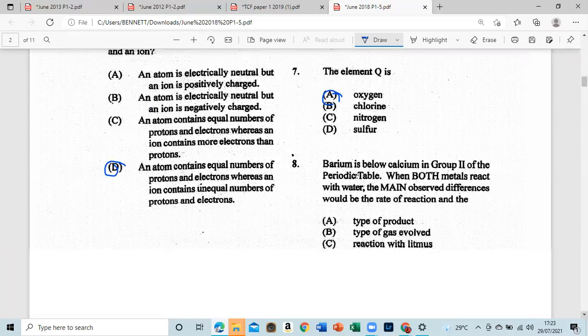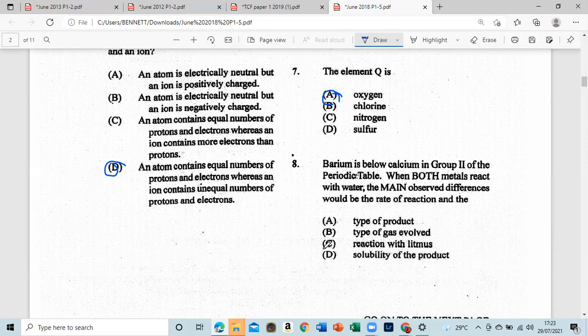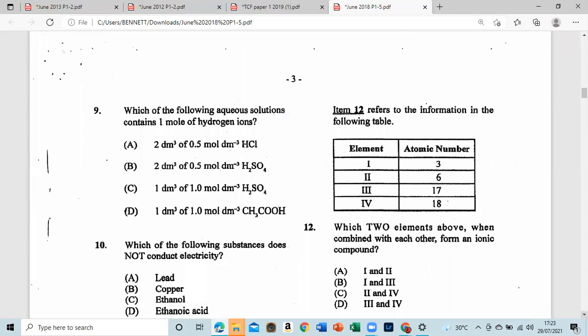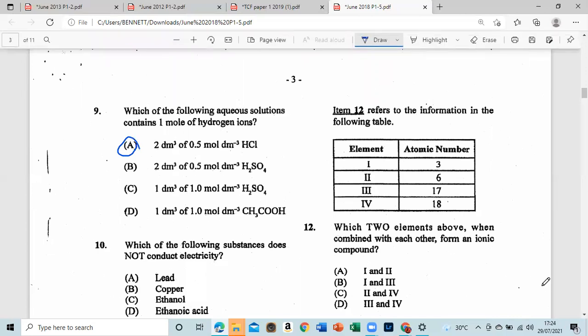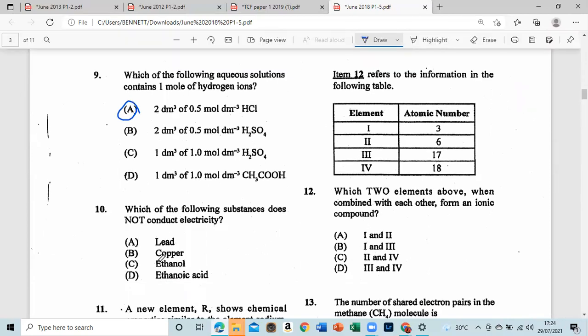Alright. Going on fine. Number eight, barium is below calcium in group 2 of the periodic table. When both metals react with water, the main observed differences would be the rate of reaction and the solubility of the product. We did that earlier. Don't need to spend the whole day on number 8 because we did it already. Number 9, which of the following aqueous solutions contain 1 mole of hydrogen ions? And that is A. Number 10, which of the following substances does not conduct electricity? Is it lead, copper, ethanol, or ethanoic acid? And that is ethanol.